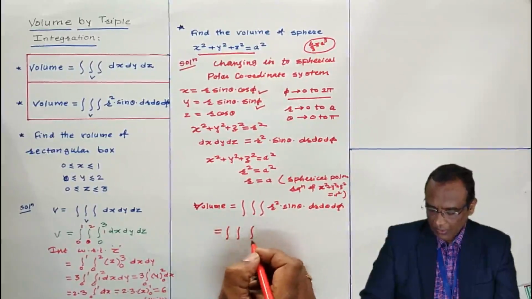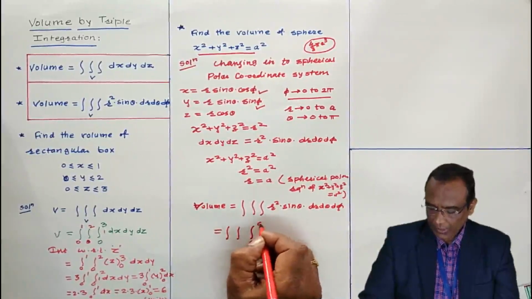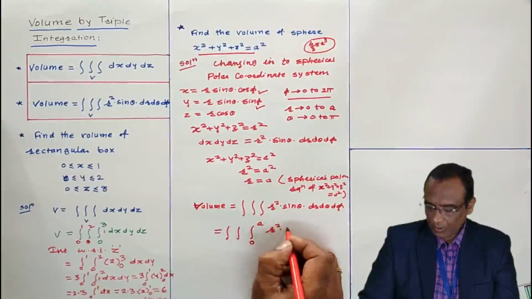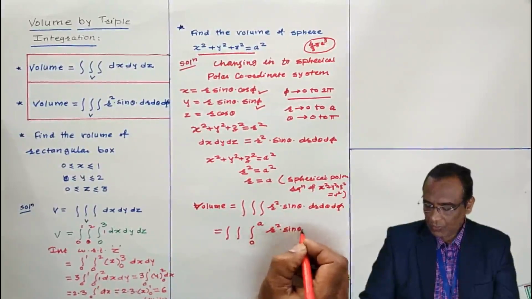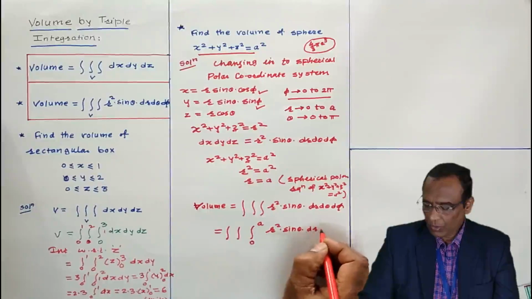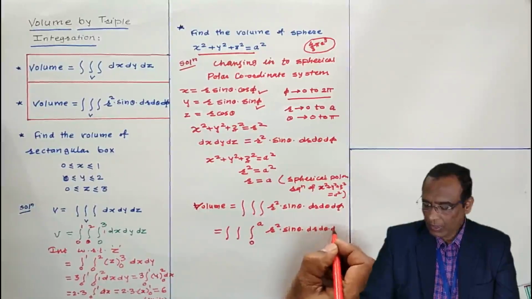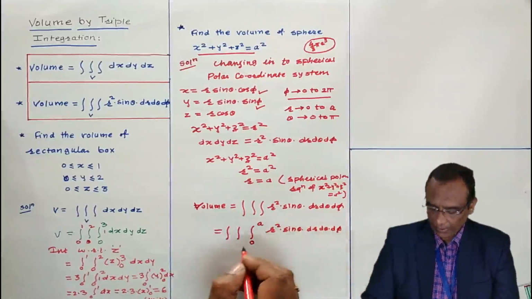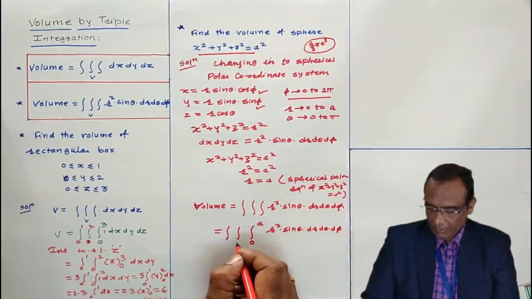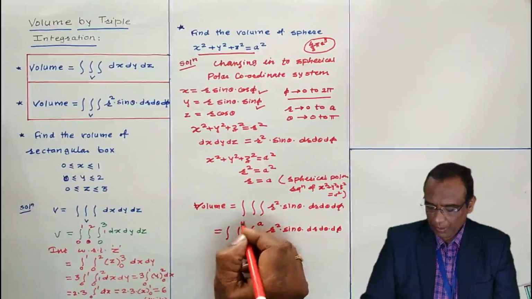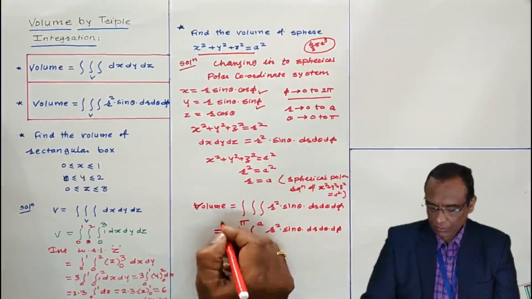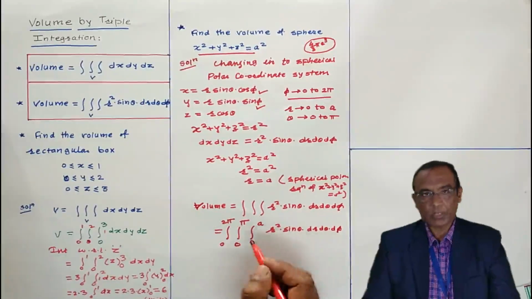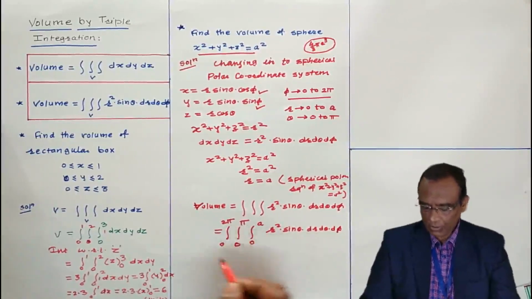Limits: r varies from 0 to a, where a is the radius. Here the order of integration is fixed in spherical polar. First you have to integrate with respect to r, followed by theta and phi. Here theta varies from 0 to pi and phi varies from 0 to 2 pi. Okay, please remember, these are the values of theta, these are the values of phi.